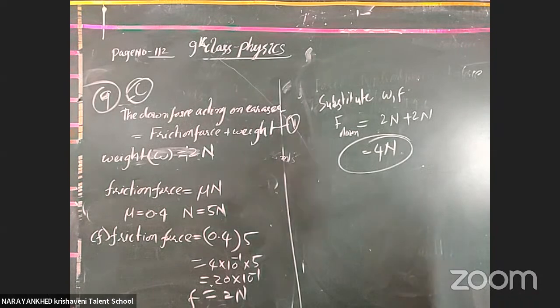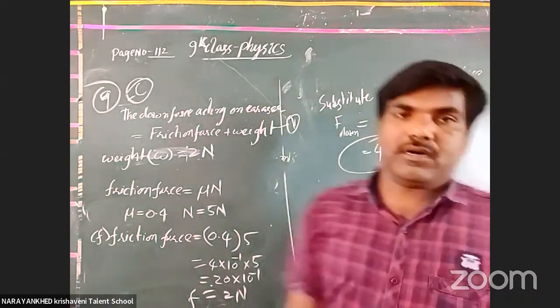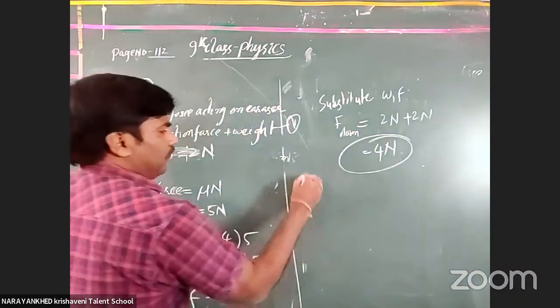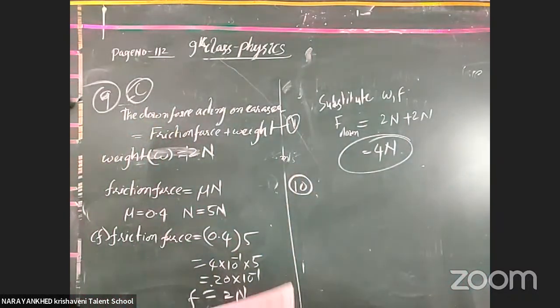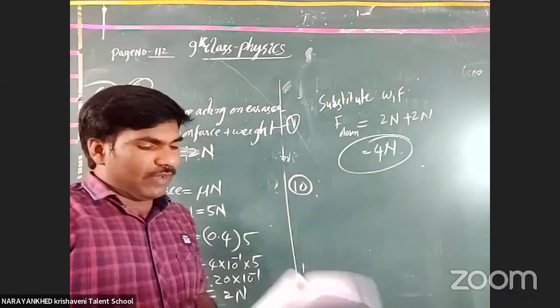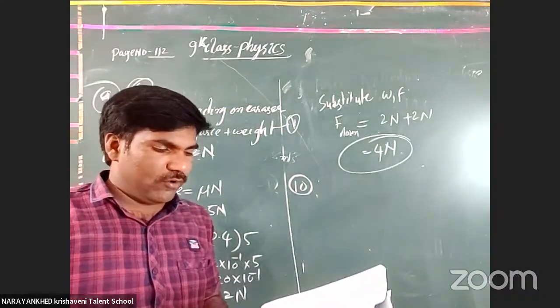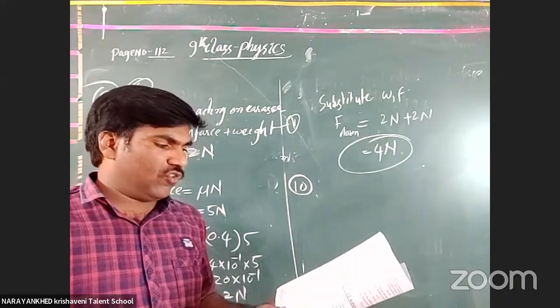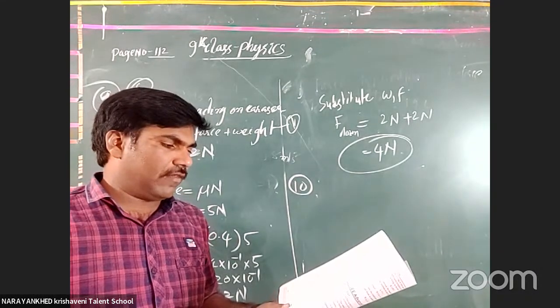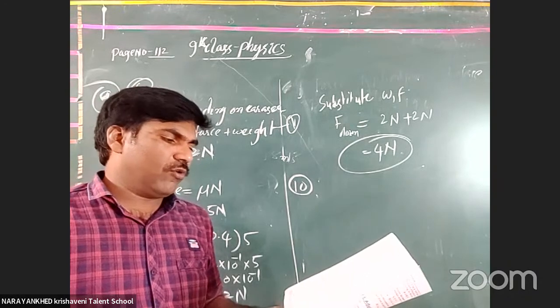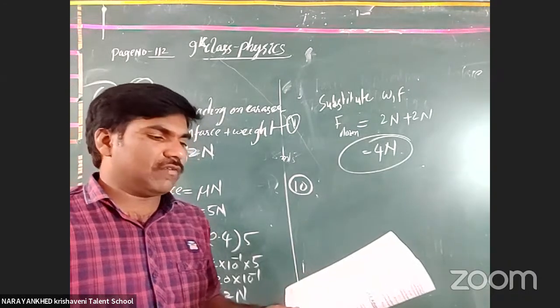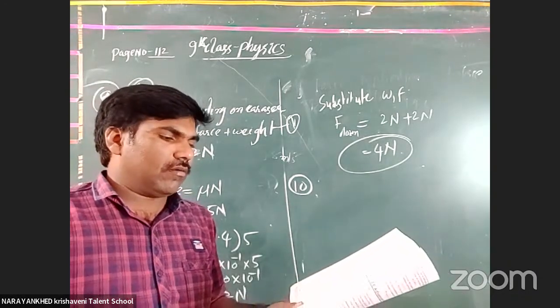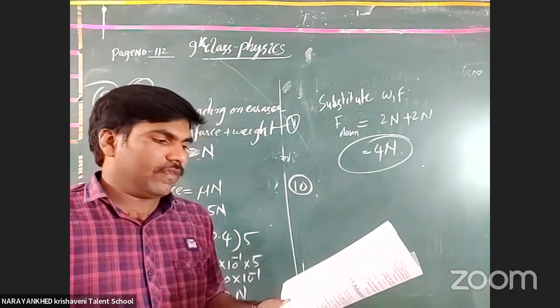Next we are doing the 10th problem. It's a very easy one. Listen carefully and note it. Once check it, what is the 10th problem they have given? A block of mass 2 kg is placed on the floor and the coefficient of static friction is 0.4. If a force of 2.8 newtons is applied on the block parallel to the floor, the force of friction between the block and the floor is what?